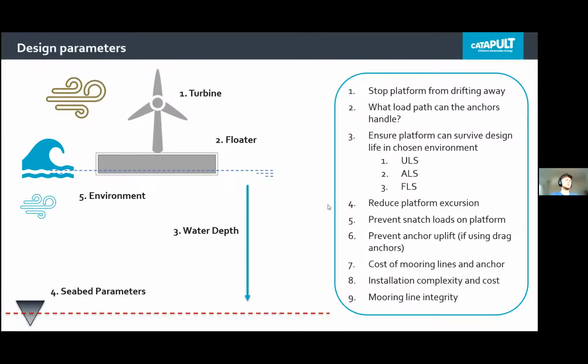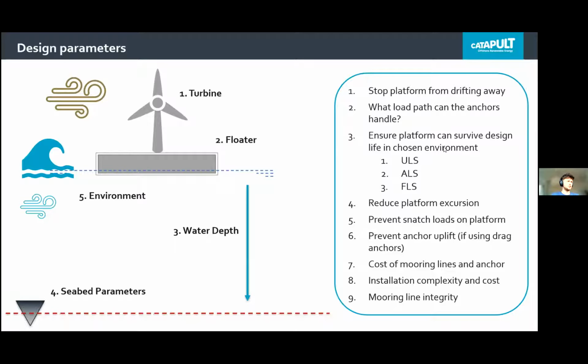And so when we're designing this, what are some of the main things we're designing for? Well, obviously, we want to stop the platform from drifting away. It's the main goal. We need to think about what load paths the anchor could take. If we've got a drag embedment anchor, for example, we can't see uplift at the anchor because that could compromise the integrity of it.